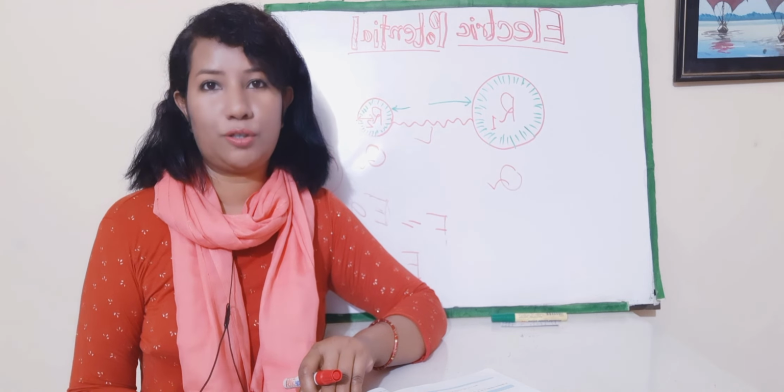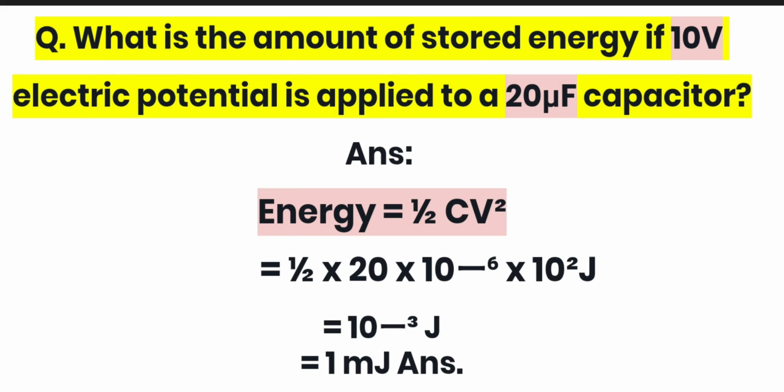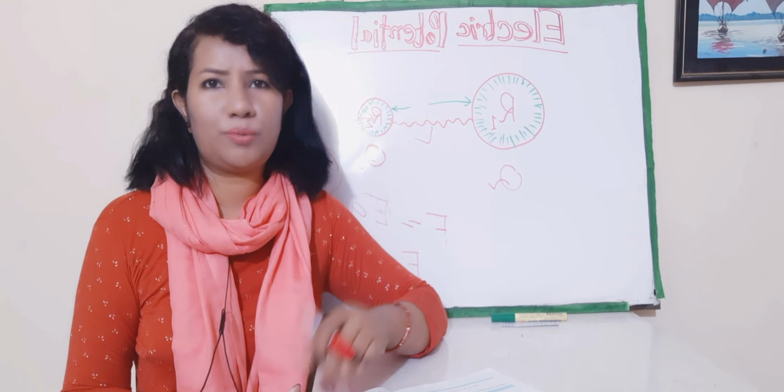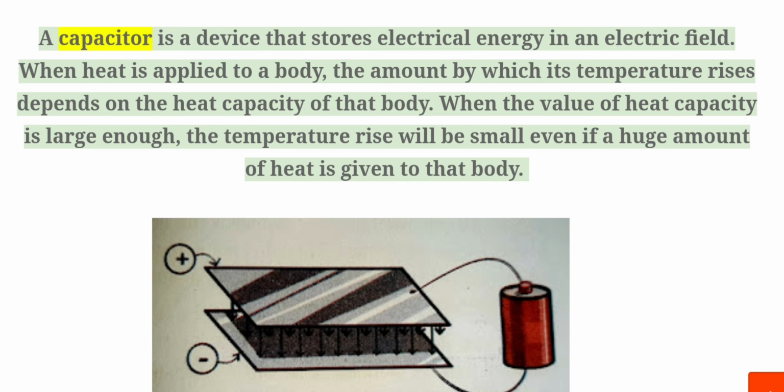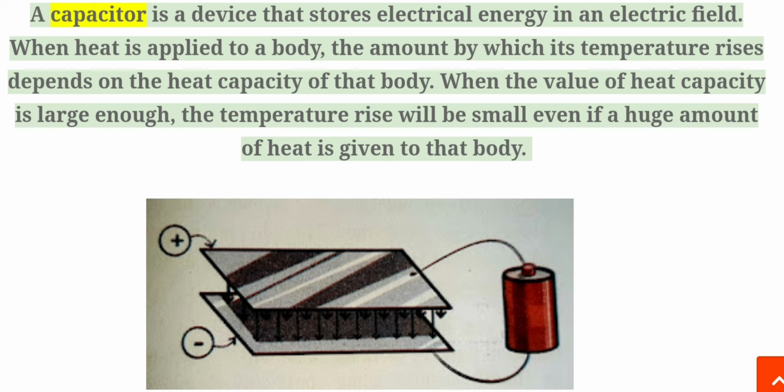The amount of stored energy if 10 volt electric potential is applied to a 20 microfarad capacitor. What you need to figure out is the amount of stored energy. Given here is 10 volt electric potential. Energy equals half CV squared. The potential is applied to a 20 capacitor. What is a capacitor? A capacitor is a device that stores electrical energy in an electric field.